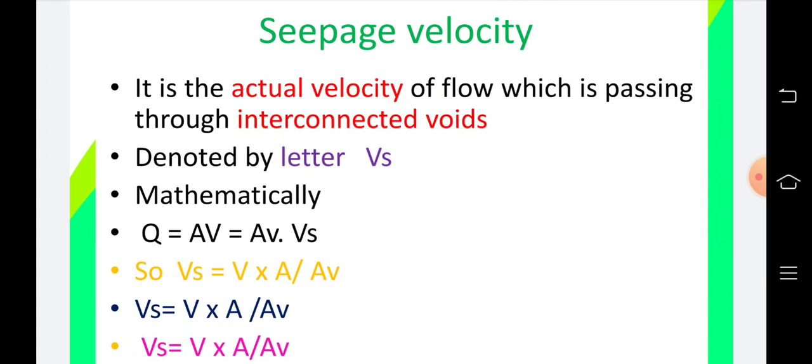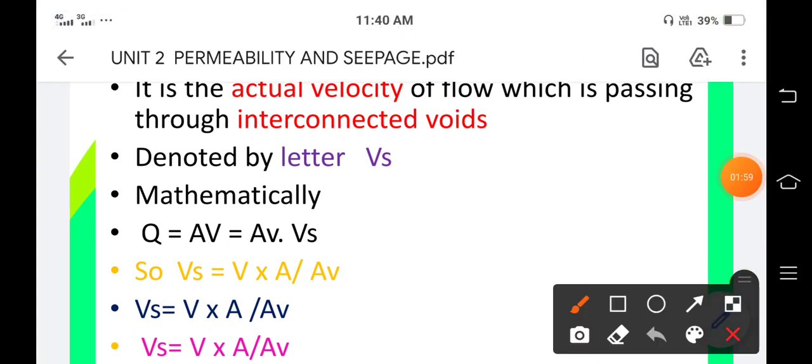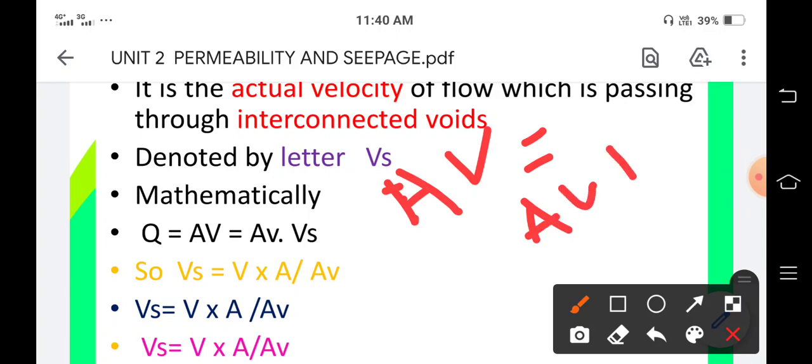So while deriving this equation for seepage velocity, we know that according to the continuity equation, what is the continuity equation? The continuity equation states that Q equal to AV, that is area into velocity. So here we can write Q equal to Av into Vs, in terms of the area of voids and the velocity, that is Vs, the seepage velocity. So here I am writing A into v equal to Av into Vs.